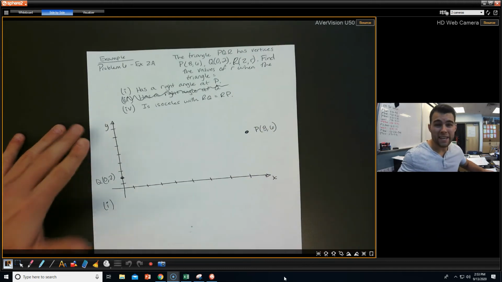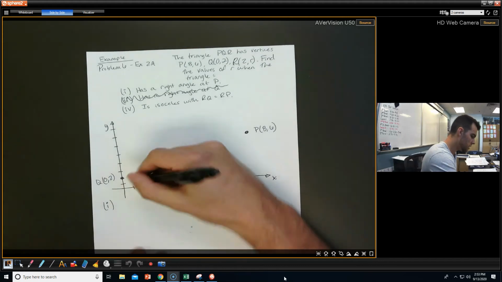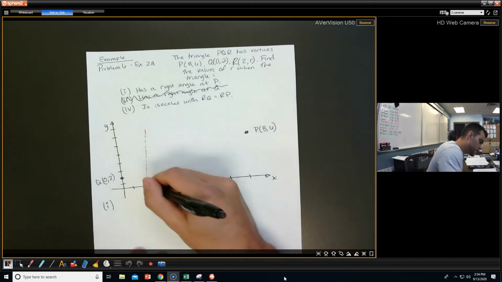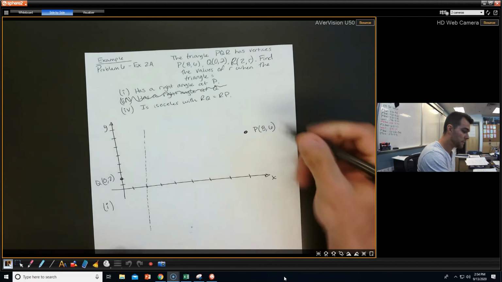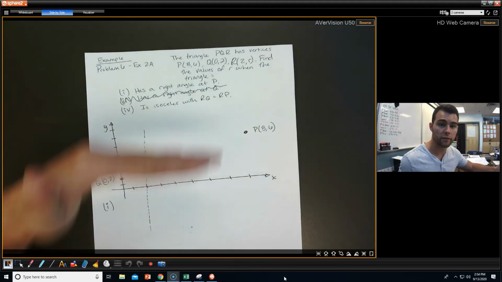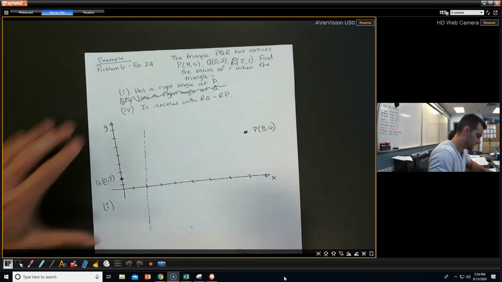And R, we can't really pinpoint where R is, but we have a rough idea where it might be. Okay, the x-coordinate 2 is never changing, so I know it's going to be somewhere along this line. And the reason I'm doing it vertically is, well, this little r controls our y-coordinate, so where it's going to be on the vertical scale. And I don't know exactly where it's going to be, but that's okay.